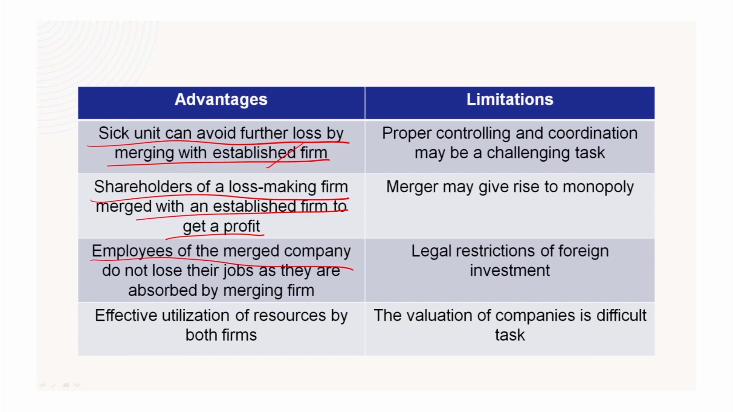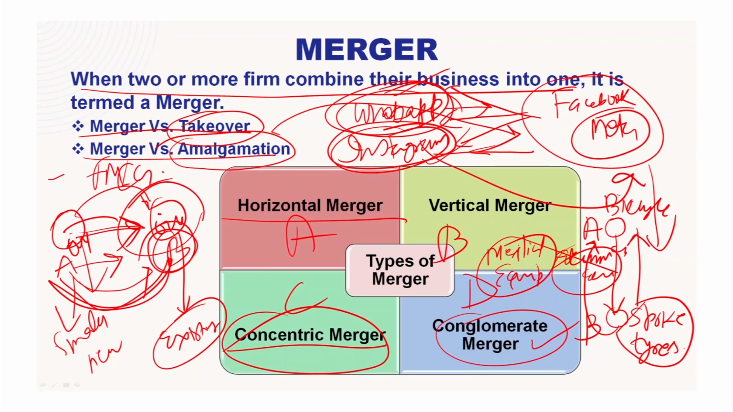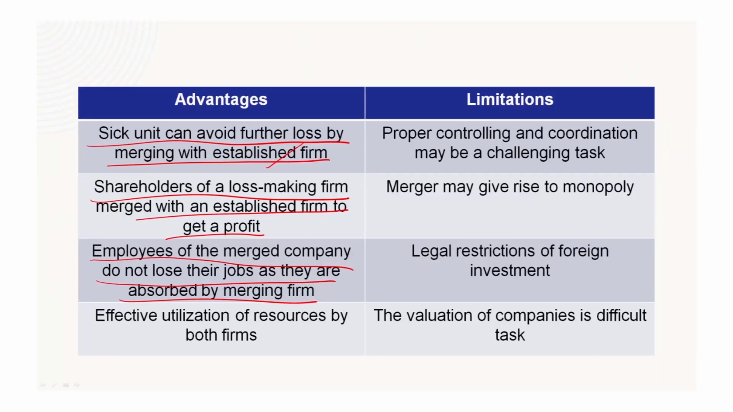Employees of the merged company do not lose their job as they are absorbed by the merging company. Now the employees of company A will be transferred to B as well. They do not lose the job, they will be shifted and become employees of company B. Effective utilization of resources by both the firms. Now company A will be sharing some kind of resources with company B as well. Company B has some kind of expertise and resources. So the resources of both the companies will be used for operational efficiency.